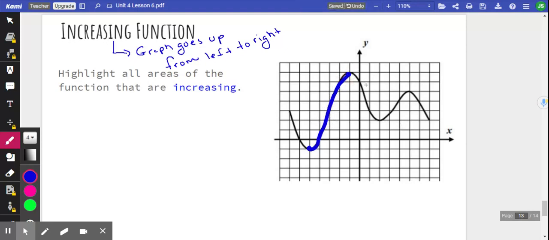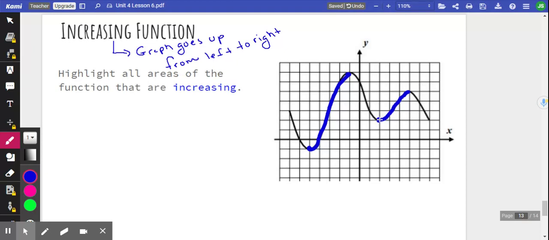Okay, then it decreases again. Gets to this little valley here, and then up, it goes up again. So up, up, up, and it stops increasing there. So just like we talked about with the last one, if we wanted to tell somebody where this graph is increasing, or a piece where we're increasing, I'm talking about my x values. So I'm going to do this second one.